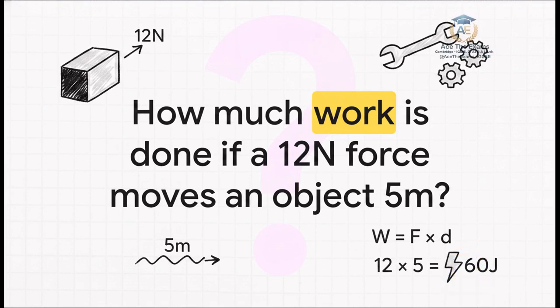Let's turn this from passive listening into active problem solving, all right? Question for you. How much work is done if a force of 12 newtons moves an object a distance of 5 meters? Just think back to our formula. W equals F times D. We take our force, which is 12 newtons, we multiply it by our distance of 5 meters, and boom, we get 60 joules of work done. It really is that straightforward when you apply the framework correctly.